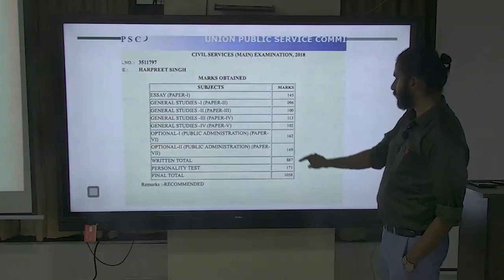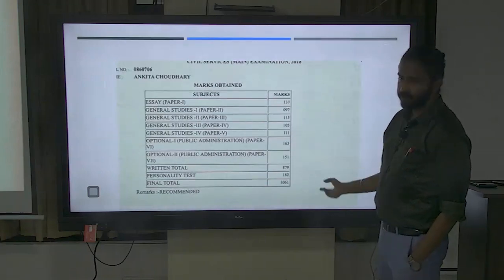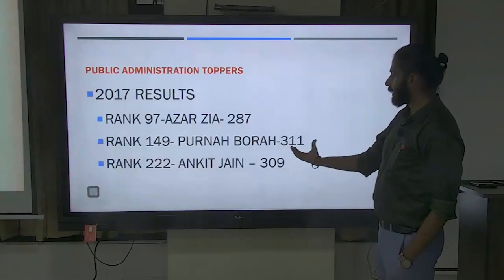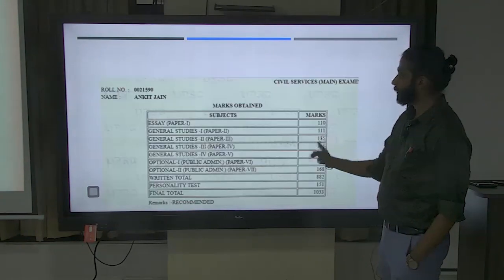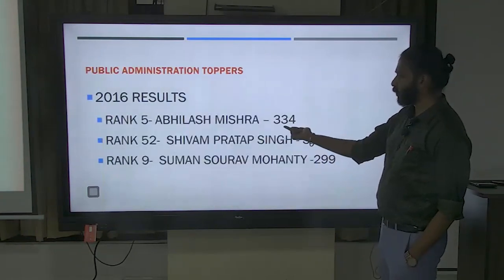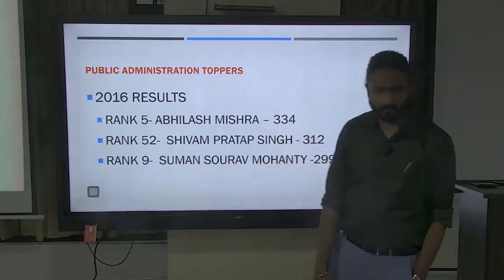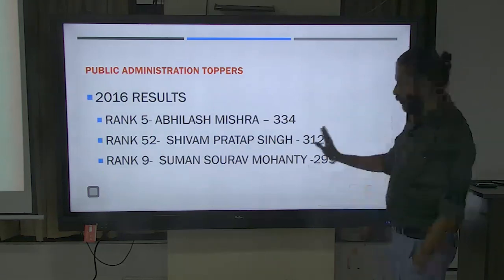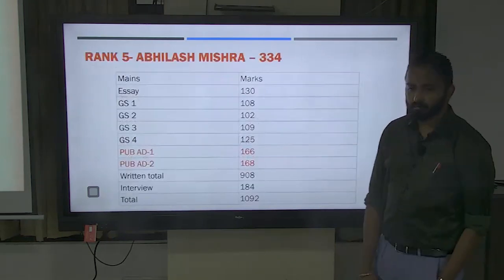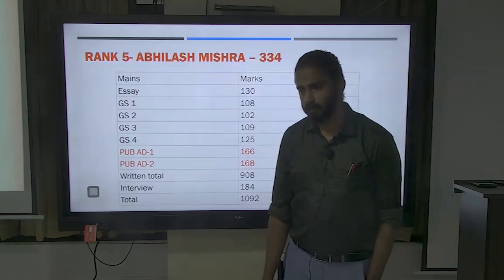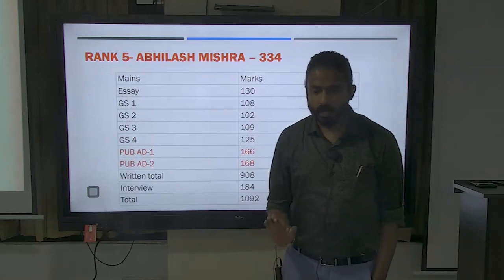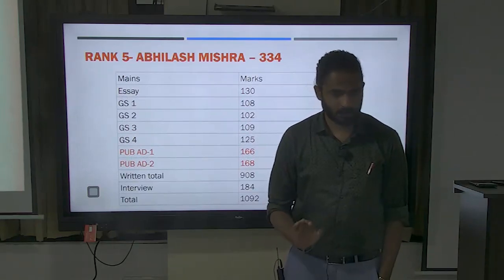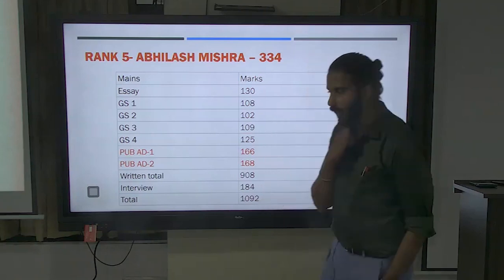So Harpreet had 260, 269, 163, 151. 17, again 311, top score. 16, I think this is the so far the highest score I have seen in SABAD, 334. Abhilash Mishra ranked 5 in 2016. Right. So the point I wanted to tell is the previous performance of SABAD. You can and you should target 300 in an optional subject. Right. This is our target, 300 in an optional subject, very much possible.